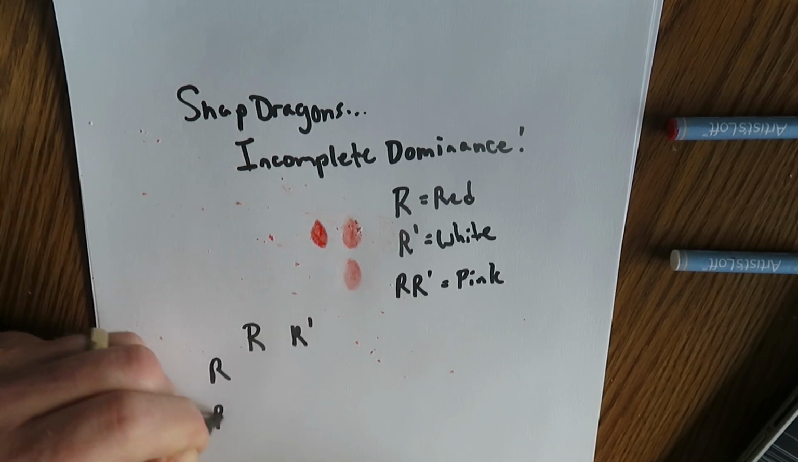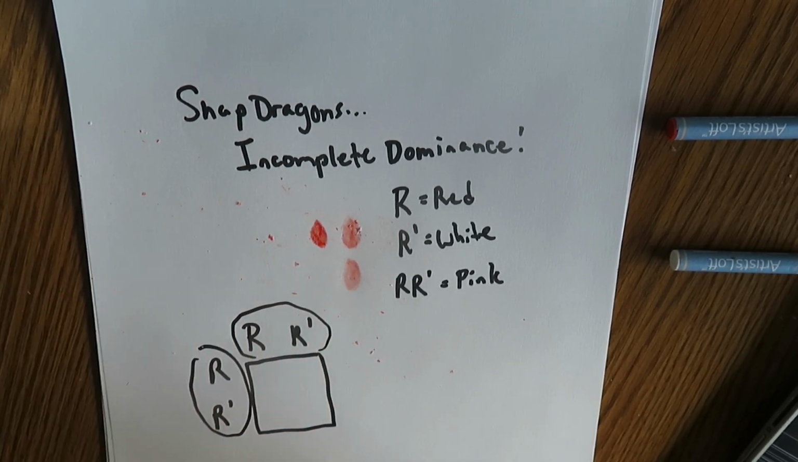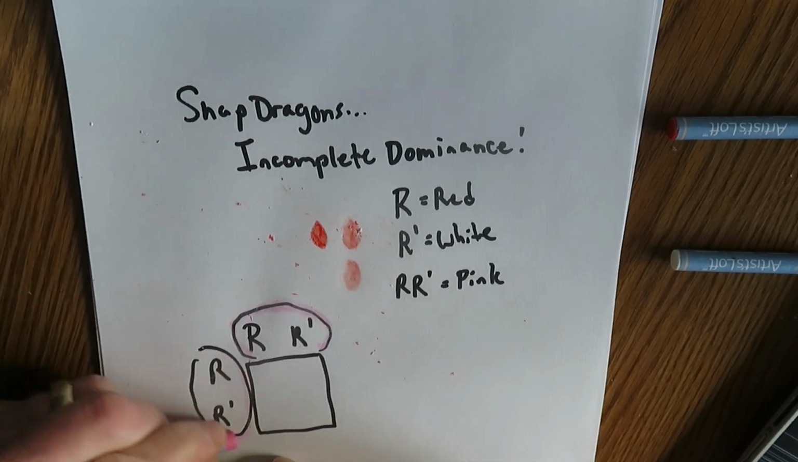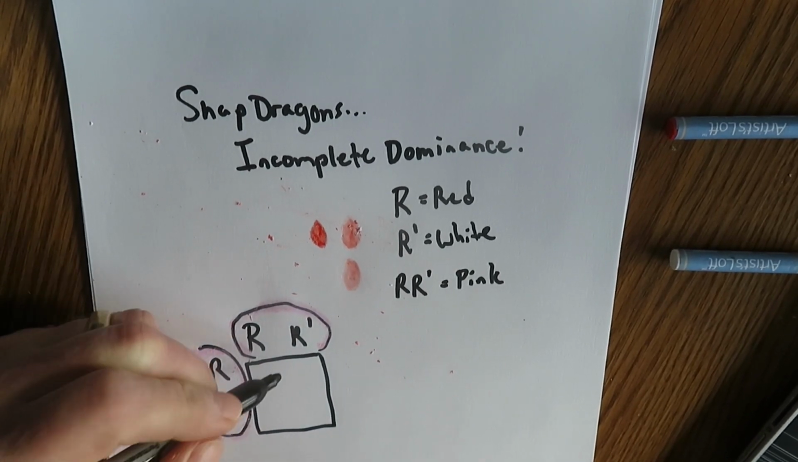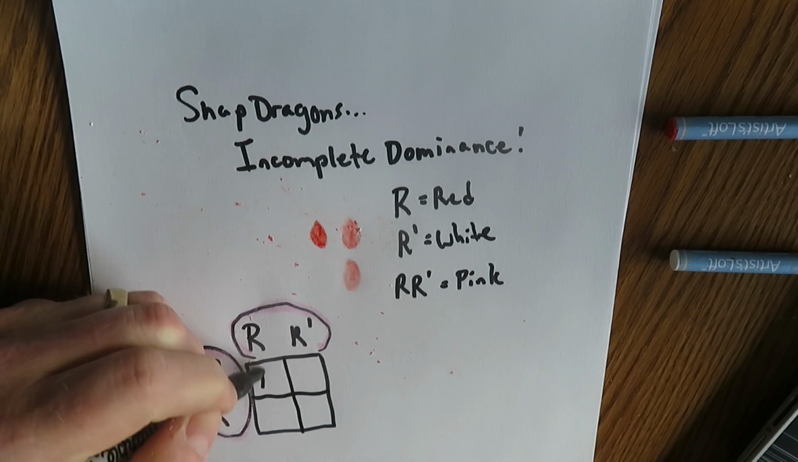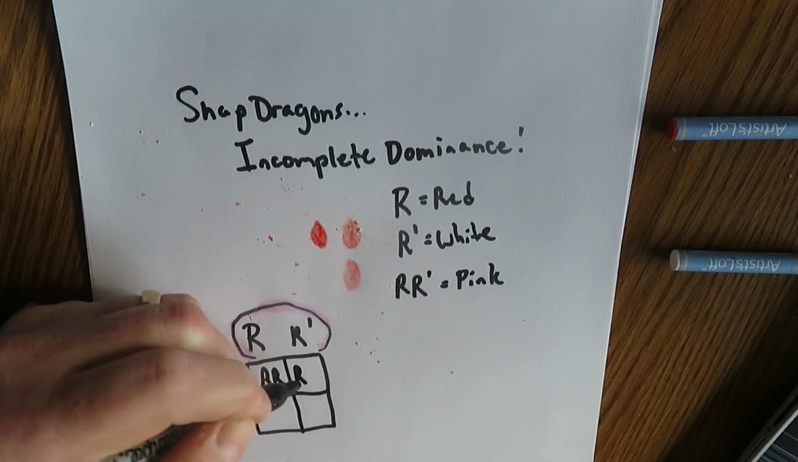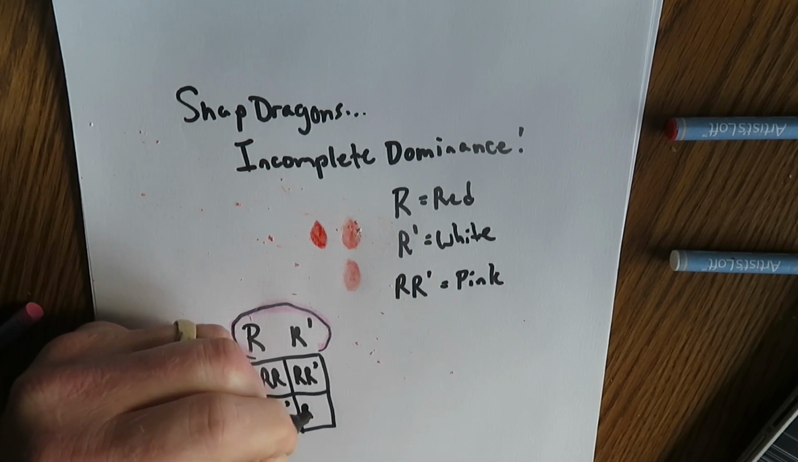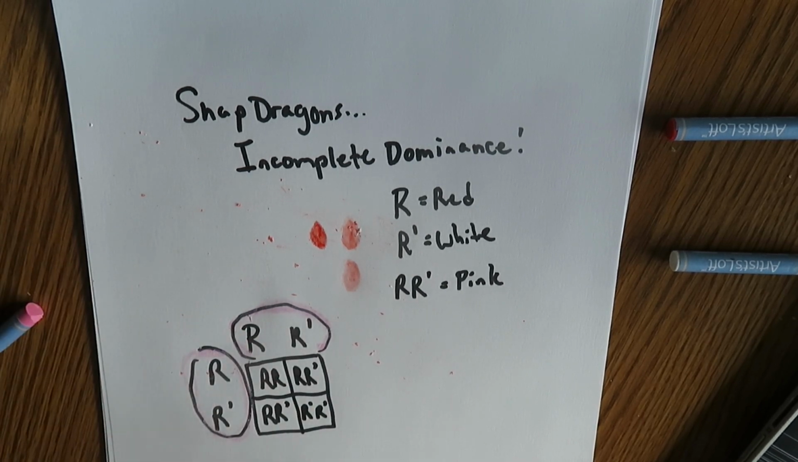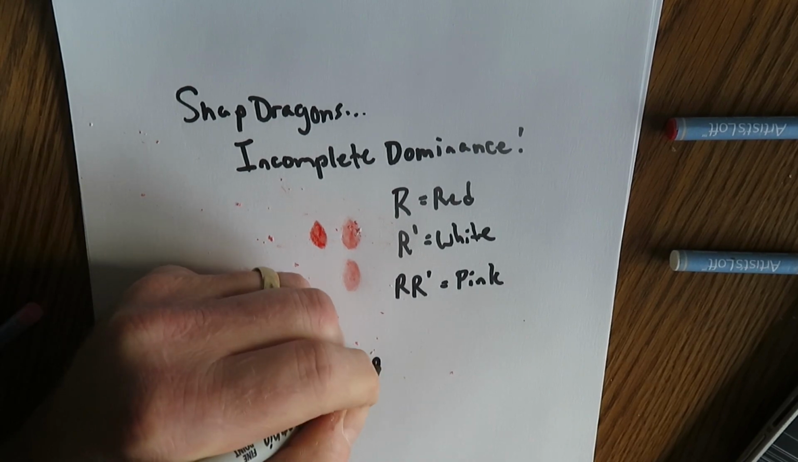That gives me an R and an R prime allele to deal with. When I make the Punnett square for my pink snapdragons, I'm going to end up with this little gem of a thing. I'm going to have big R, big R; big R, R prime, that's a pink one; big R, R prime, that's a pink one; and R prime, R prime. So I got a red, 2 pink, and a white.